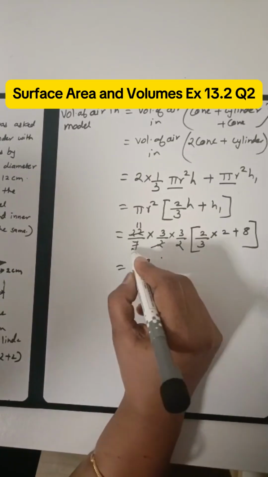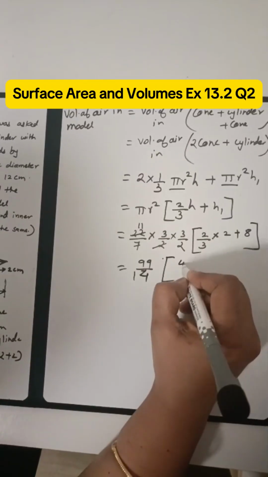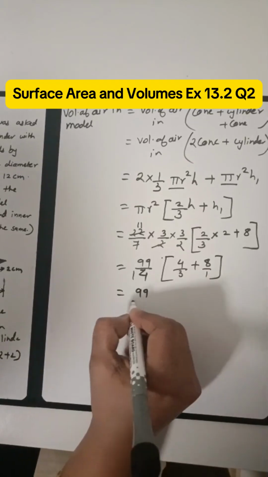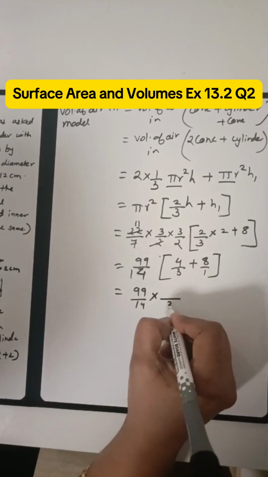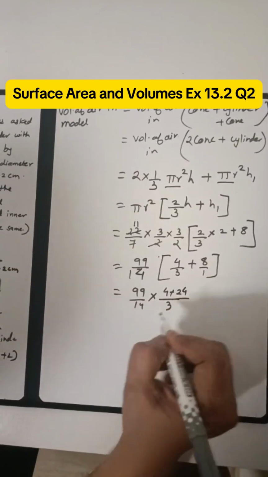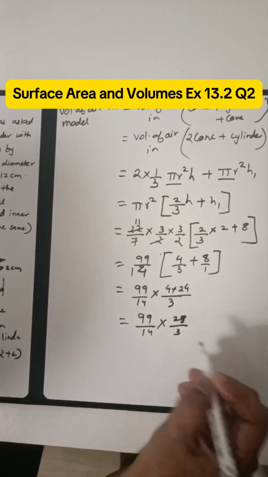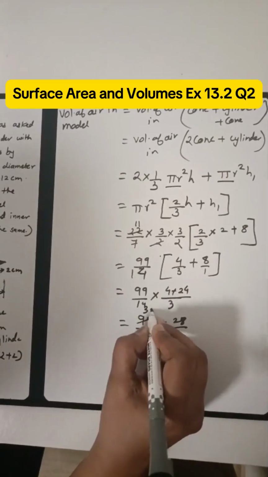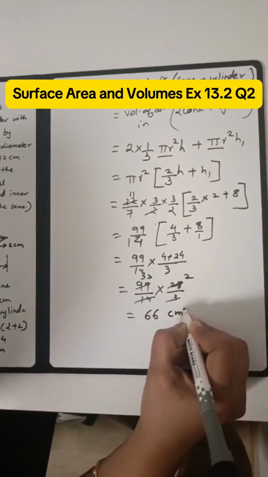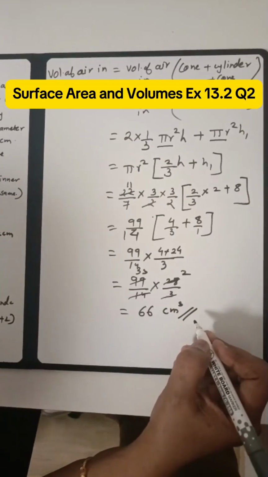99 by 14, for 7 to the 14, into this will become 4 by 3 plus 8 by 1. So if you calculate this, 99 by 14 into this is 3, this will become 4 plus 24. So 99 by 14 into 28 by 3, if you calculate, this will become 33 and this is 2. So you get 66 centimeter cube is the volume of the air in the model. Okay, thank you.